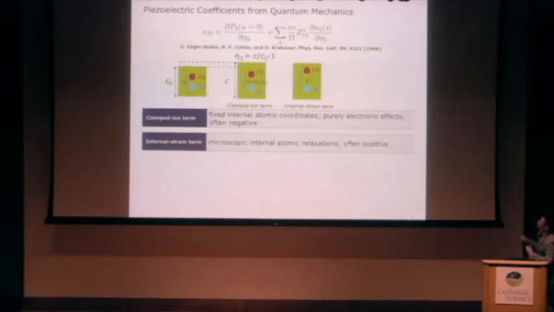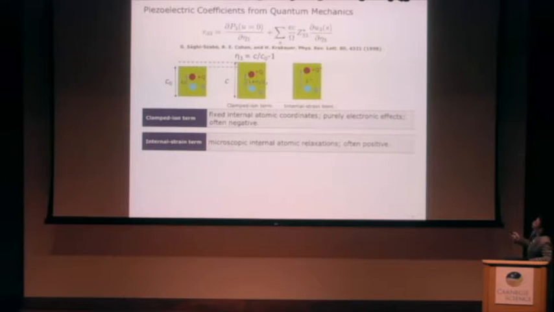I will start with the fundamentals of piezoelectricity from quantum mechanics. It is now well established that we can decompose e33 into two terms. One is the clamped-ion term, which is evaluated by fixing the internal atomic coordinates. It is a purely electronic effect and reflects the change in polarization in response to microscopic strain. It is very easy to show that in a classic dipole moment picture, this term is 0, but in real cases we always have charge transfer, so this term is non-zero and is often negative.